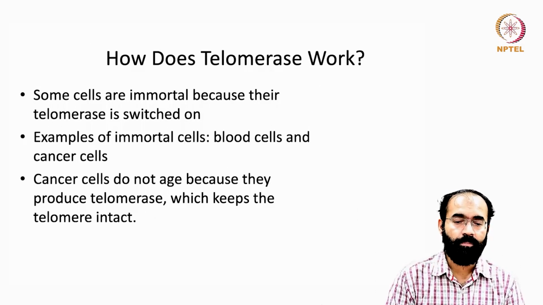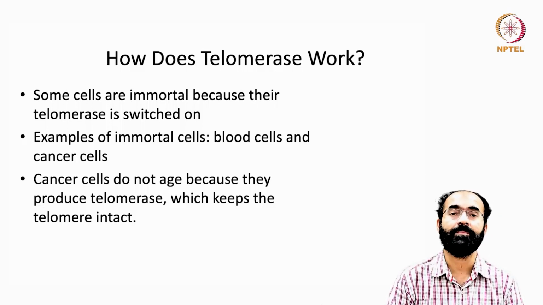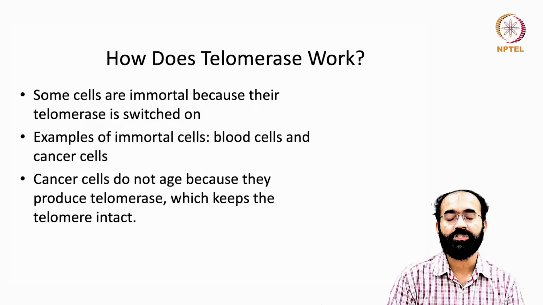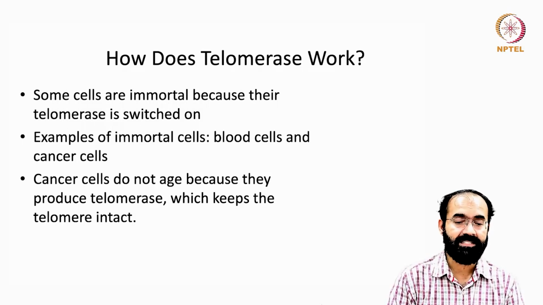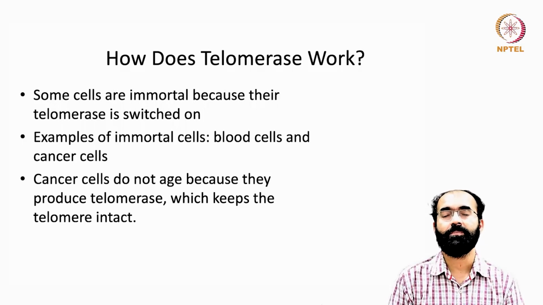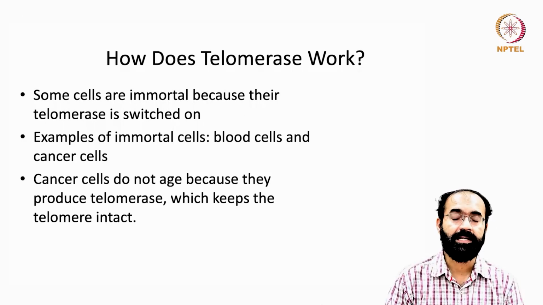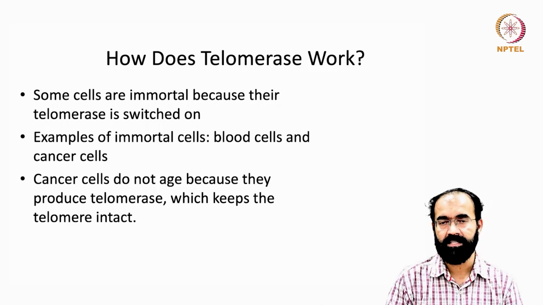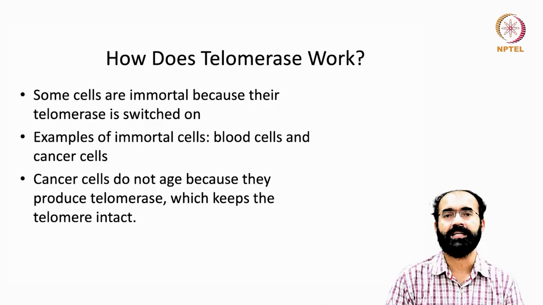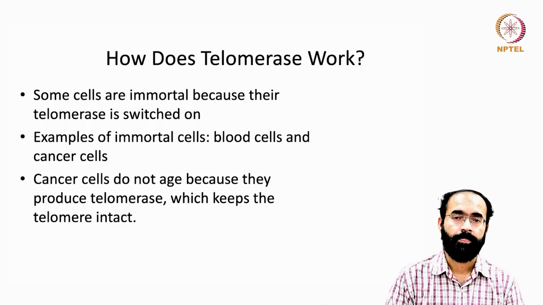Some cells are immortal because their telomerase is switched on, because telomerase is an essential enzyme required for immortalization. Examples of immortal cells include the blood cells and the cancer cells. Blood cells, why? Because your blood cell has only a 120 days lifespan. So the blood cell currently in your body will not be there after around 4 months. In 4 months' time, that cell will disappear, the red blood cells. Throughout your lifespan, 4 months is nothing. You need 3 full rounds of replication in 1 year. So it is a lot.